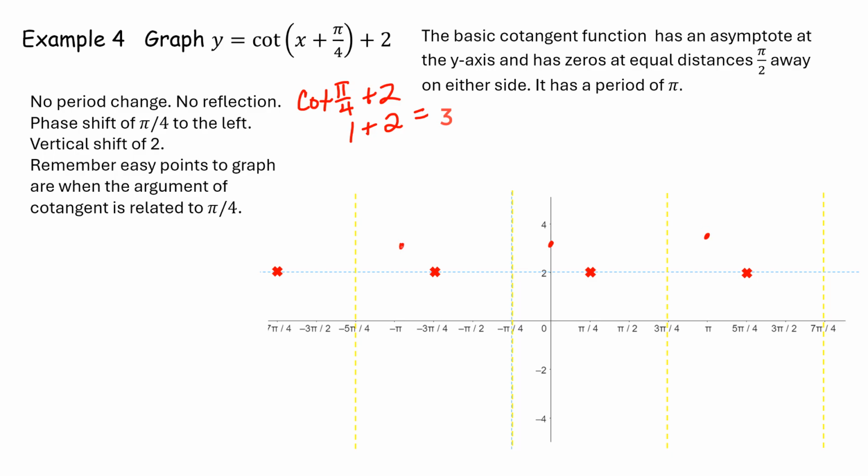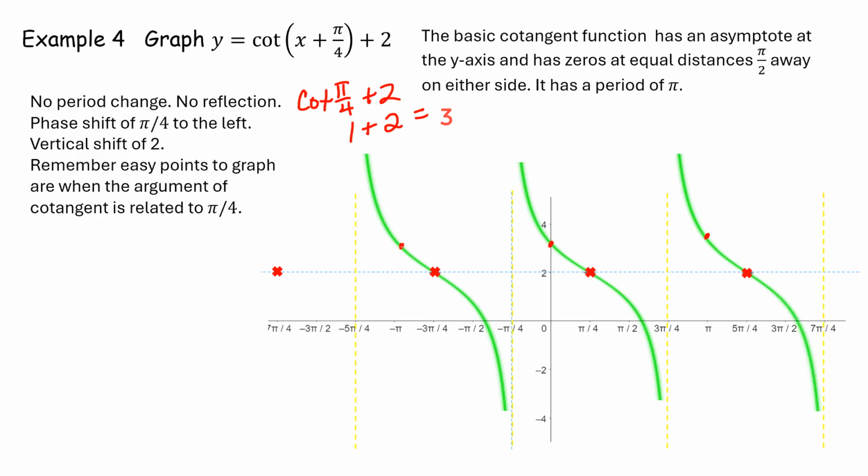So you can pick a few points, see what that looks like, and sketch it. You don't have to make it perfect. Just make sure you know where it's located and what it looks like, and that it's in the right orientation.